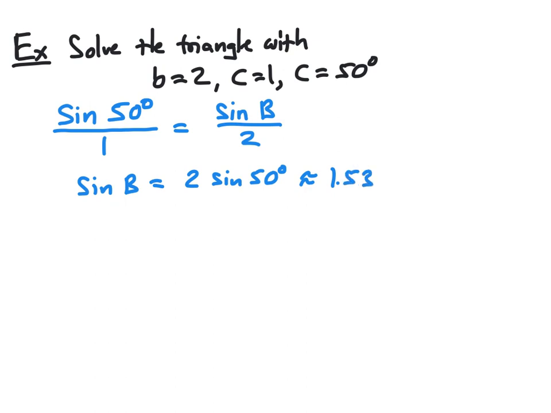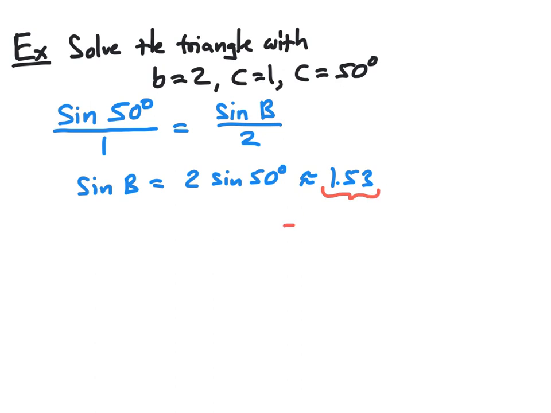At this point, this looks exactly like what we've seen in the past. However, if we try to solve for angle B by taking the inverse sine of 1.53, we're going to get an error on the calculator. And that's because this number, 1.53, is bigger than 1.